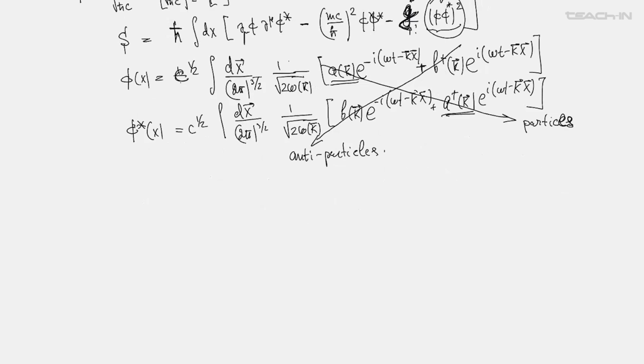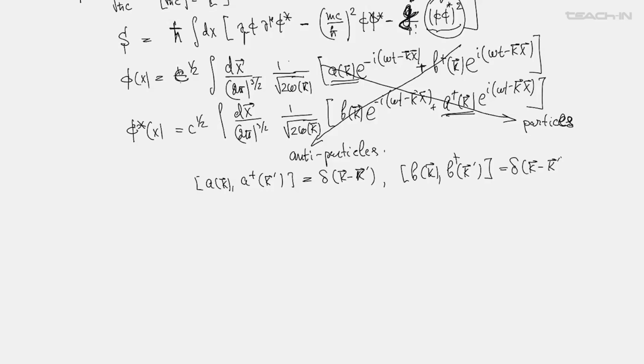And if you quantize the corresponding field, of course, you find the standard commutation relations between creation and annihilation operators. This would be delta of K minus K prime. And for the B's, it's the same, delta of K minus K prime. All the other commutators are equal to 0.